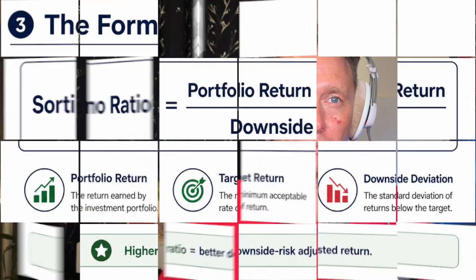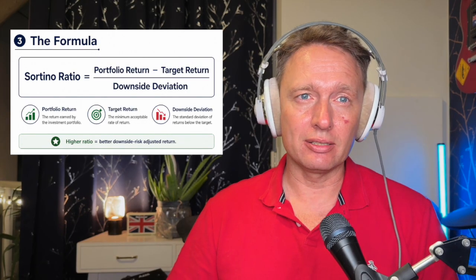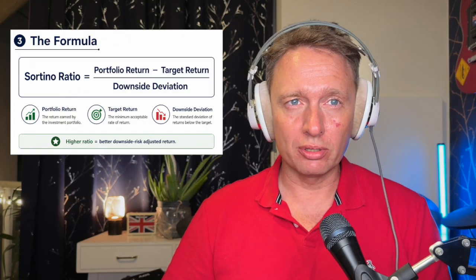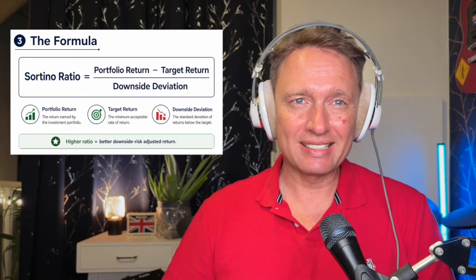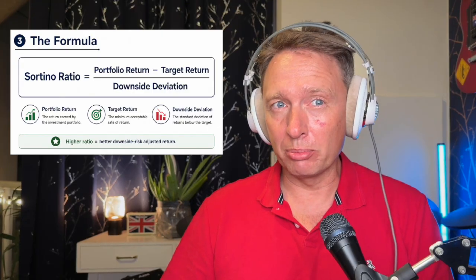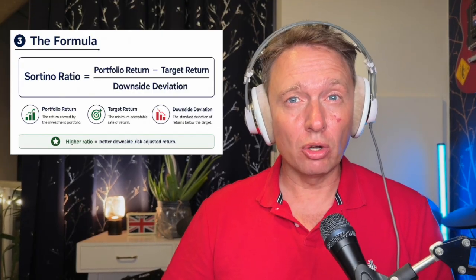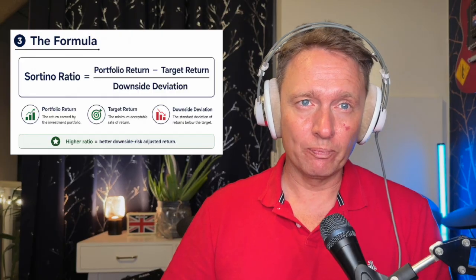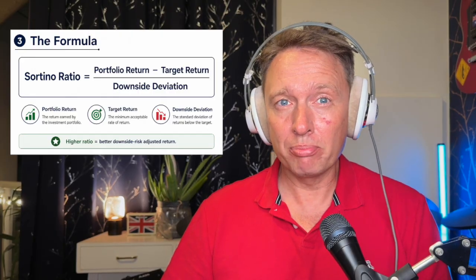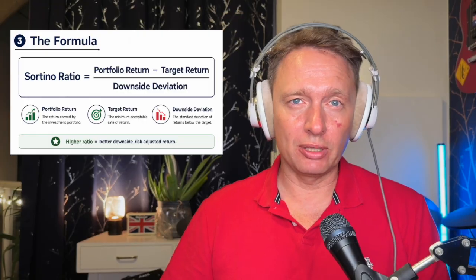Let's look at the formula. Sortino ratio equals portfolio return minus target return divided by downside deviation. The formula is pretty straightforward. Take the portfolio return, subtract the target return, it's often a risk-free rate or simply zero, then divide by downside deviation, which measures only the harmful volatility. So a higher Sortino ratio means that more return is given for every unit of downside risk.